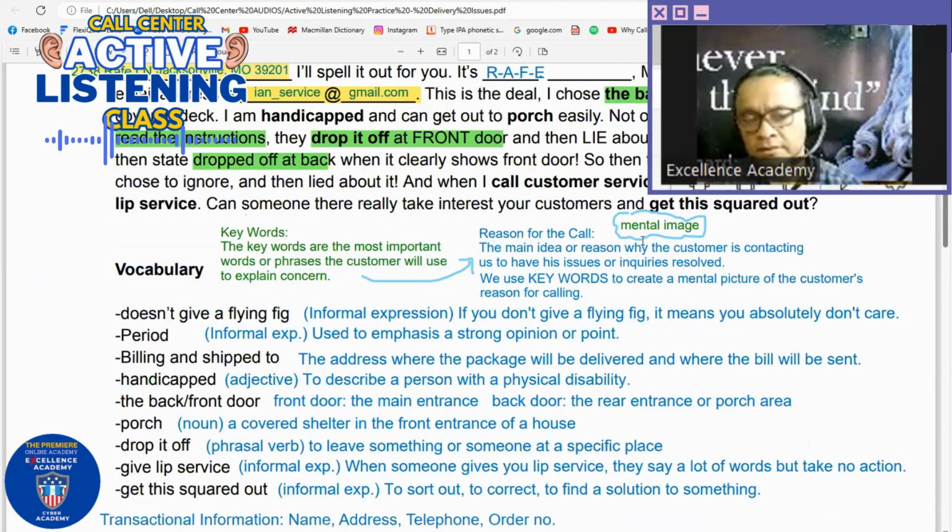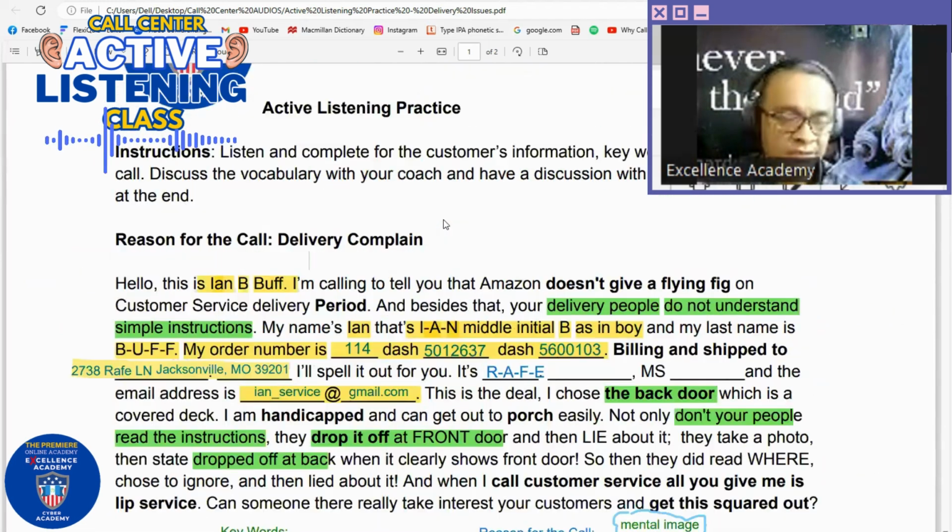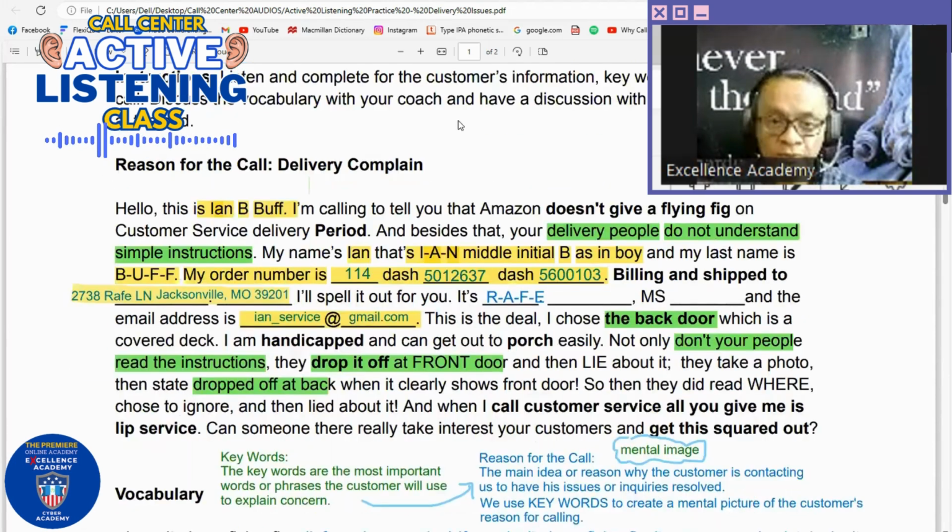Okay, perfect. A lot of people think it's easy to teach online, but it's not. There are many things that you need to do. But anyway, okay, so what are the keywords?